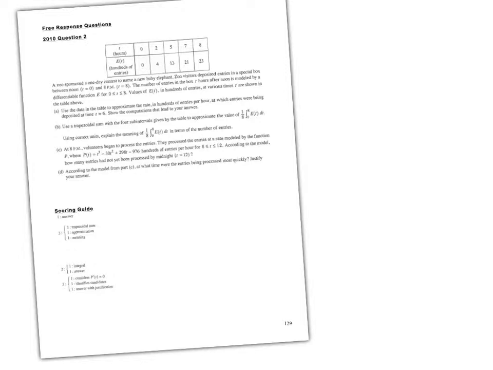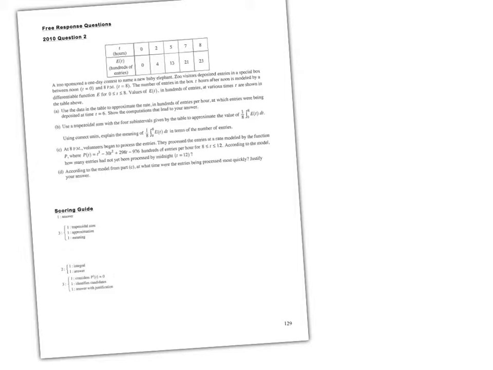So we're about to see exactly how many submissions they had. Okay, so it's a one-day contest. All these people come to the zoo, and they deposit entries into a special box between noon and 8 p.m. The number of entries in the box t hours after noon is modeled by a differentiable function E between 0 and 8, so noon and 8 p.m. Values of E of t, in hundreds of entries, at various times t are shown in the table above. So A says, use the data in the table to approximate the rate in hundreds of entries per hour at which entries were being deposited at time 6.